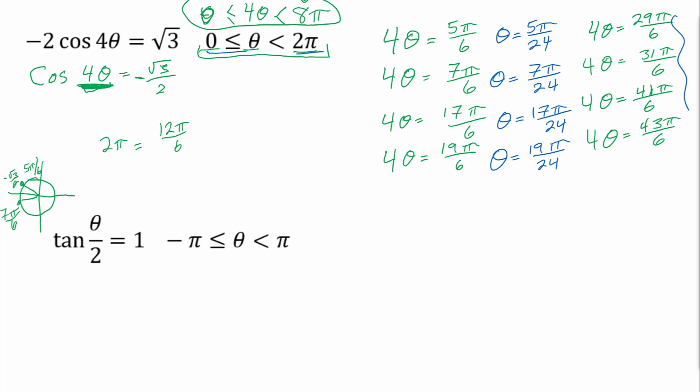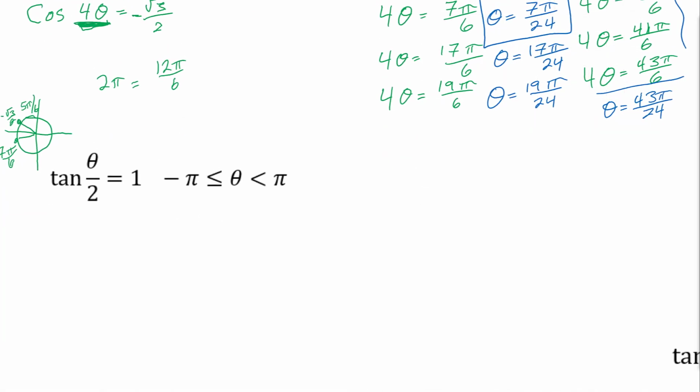For example, looking at this last one, theta equals 43 pi over 24. This is less than 2 pi. And again, if we had just gone around the first circle, we would have only ended up with these two answers. We would have missed these other 6 answers. So we need to be careful. And that's the main complication with these multiple angle exercises.